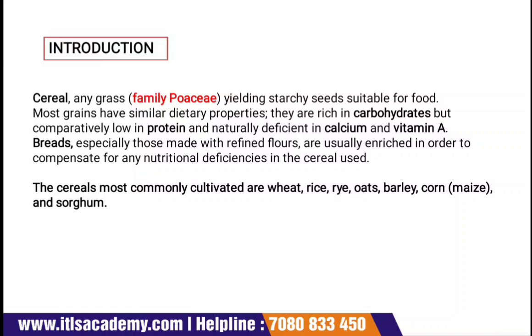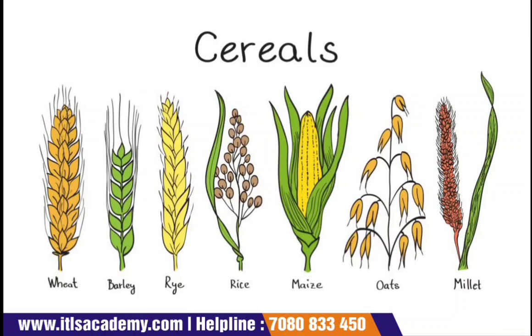Talking about cereal, let's take an example to understand. Cereal has a very wide variety. As you can see, there are so many types of cereal available: wheat, barley, rye, rice, maize, oats and millets. All these cereals are rich in carbohydrates, but lack proteins, calcium and vitamin A. But they have a good amount of starch, or you can say a good amount of carbohydrates.